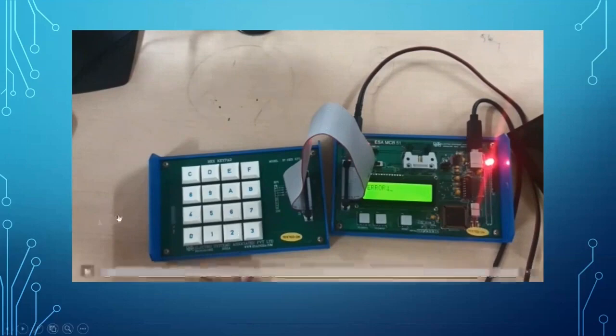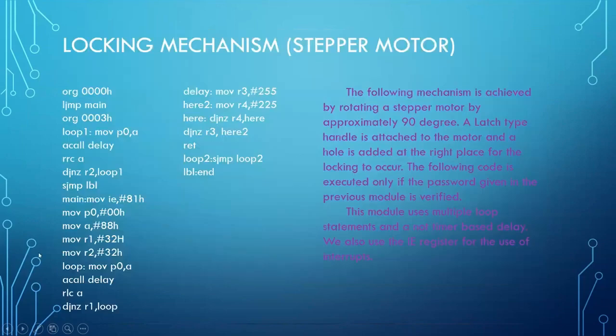Once the password verification is successful in this module, then only the other modules of our project will become active. So the next module of our project is the locking mechanism, which uses a stepper motor. This is the code implementation, and what this code does is rotate the stepper motor by 90 degrees.